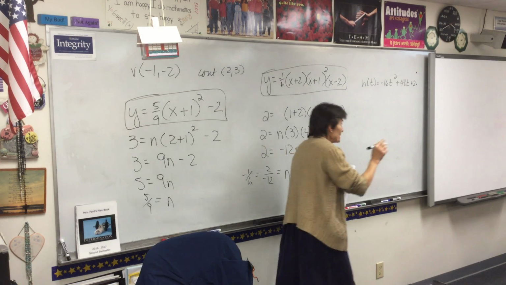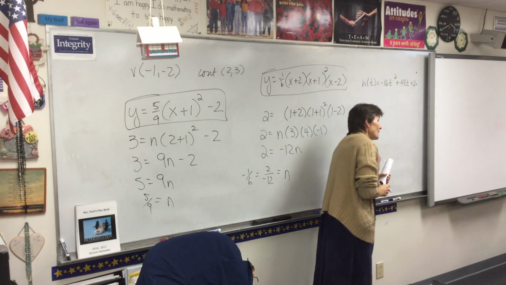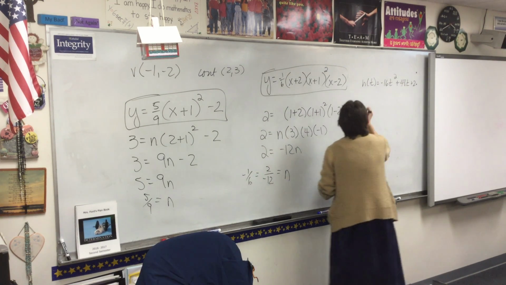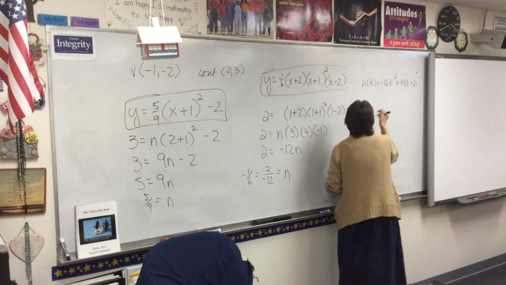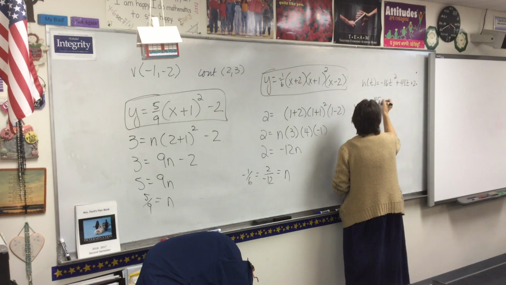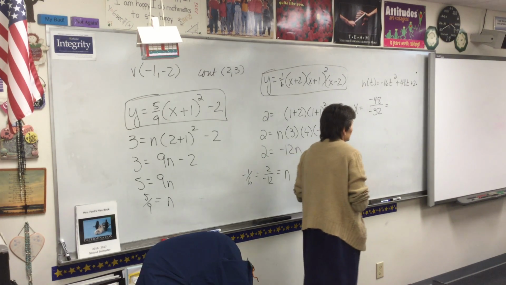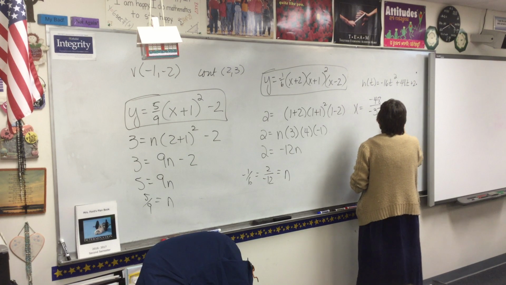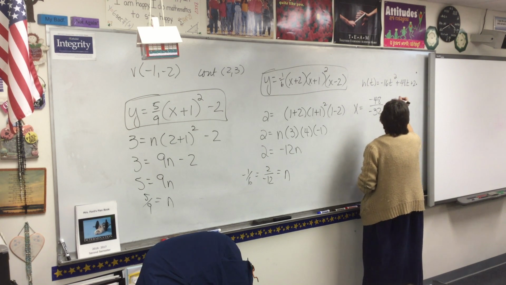So maximum means vertex, and vertex means negative b over 2a. So x equals negative b over 2a. That reduces, yeah, did you say 3 halves? Yeah. All right, positive.